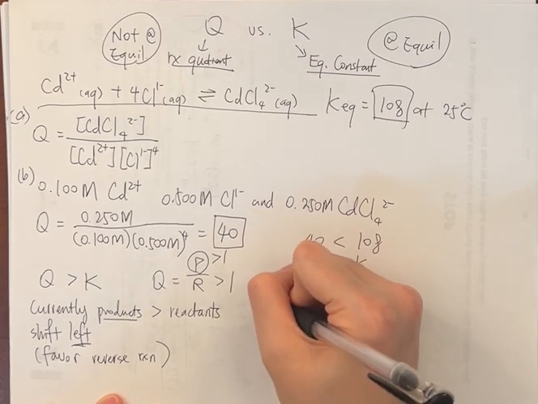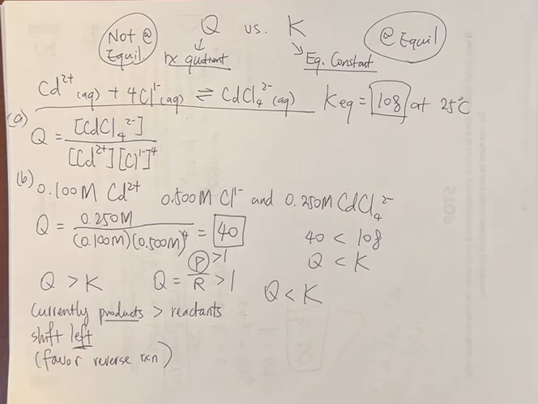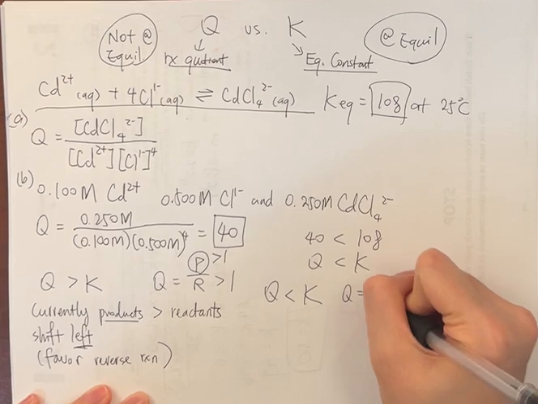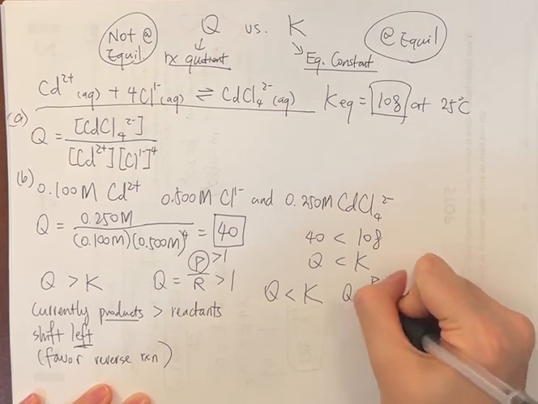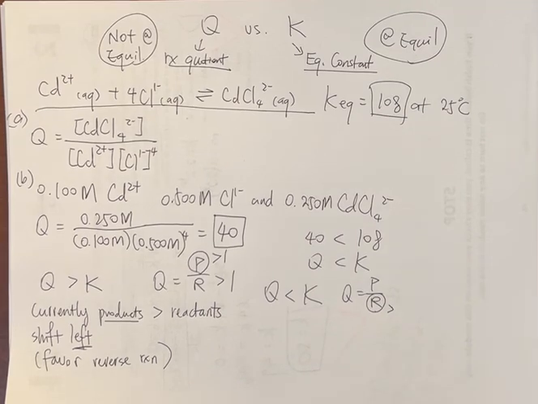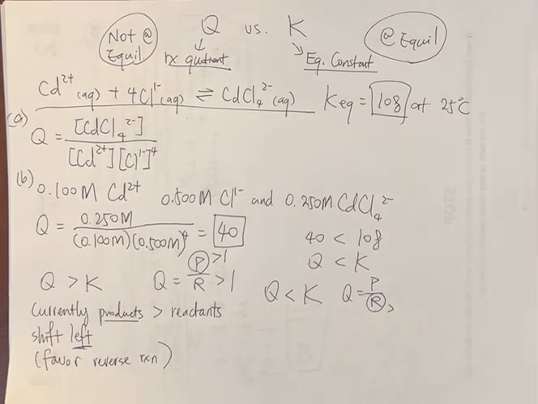The other situation is Q less than K. Well, what does it mean? Again, Q is equal to P over R, and R must be greater than P to make the whole fraction smaller. For example, 3 divided by 2 is definitely going to be larger than 3 divided by 4. Think about the logic behind it.